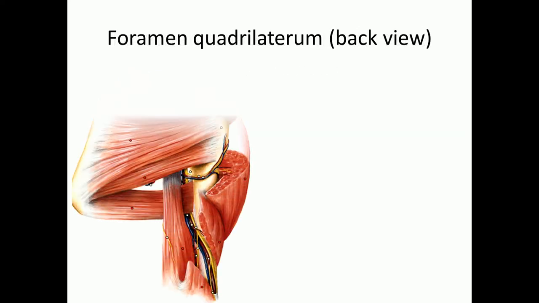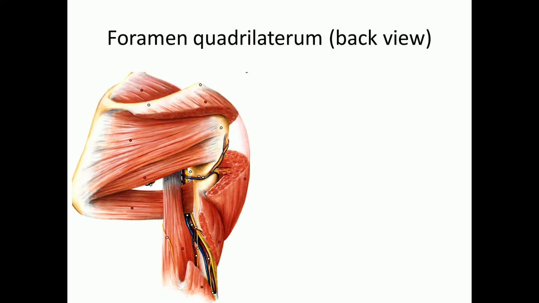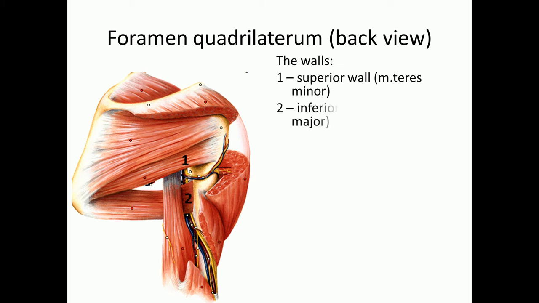And now foramen quadrilaterum. First of all, we begin from back view. Here it is, foramen itself, and what are the walls? Some of the walls correspond to the same walls of foramen trilaterum. For example, superior wall is musculus teres minor, inferior wall is musculus teres major. They are the same as in foramen trilaterum.